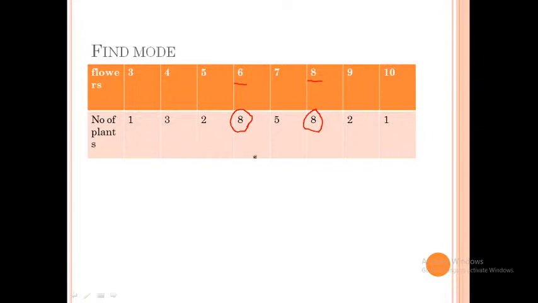And there are two values here, that is 6 and 7. Two variables have maximum frequency. This type of data is known as bimodal, and for finding the mode of data with two modes, or to find the mode of bimodal observation, we go for the grouping method.